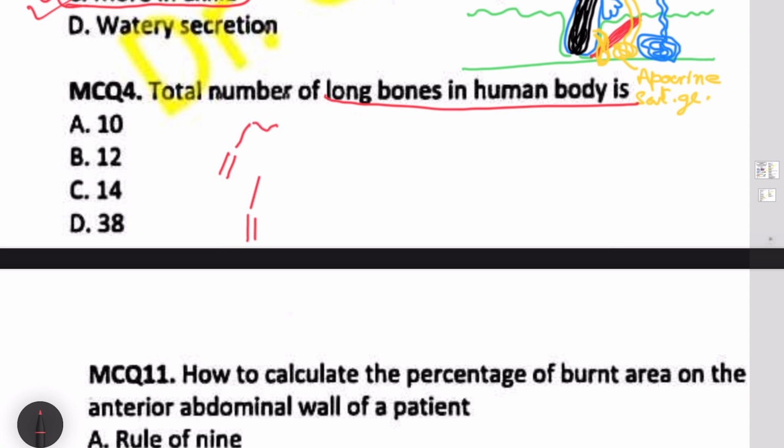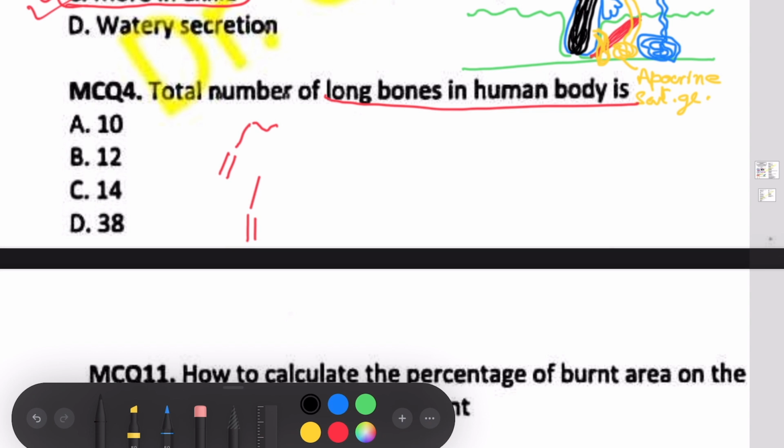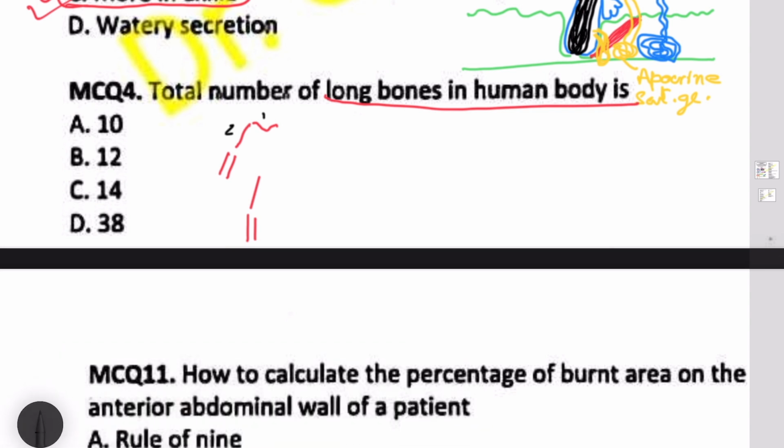So you have, and of course these are paired. So you have number one, two, three, four, five, six, seven. 7 into 2 will be 14. C. Total number of long bones in human body is 14.